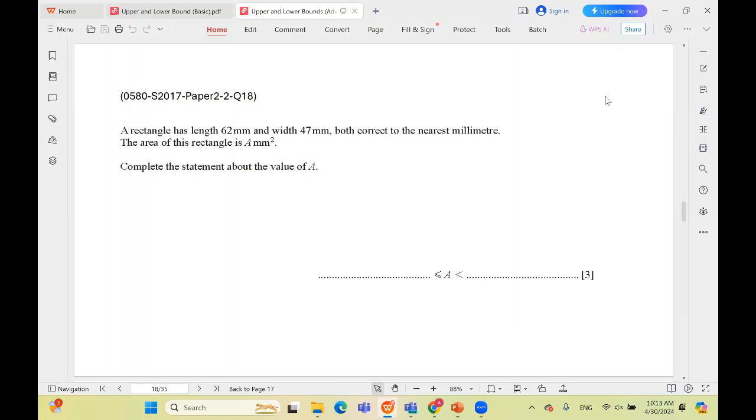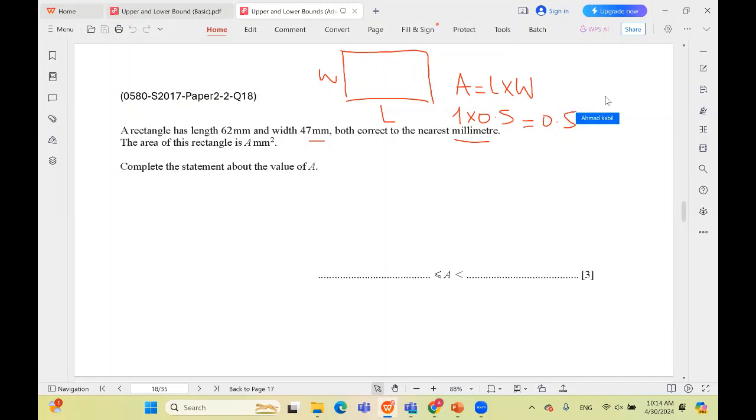We want the area of a rectangle, so you should know that for a rectangle, you have width and length. The area is L times W. So we're multiplying here L and W. The L is 62 and the width is 47, both correct to the nearest millimeter. So we have the same unit here and here, but we need to multiply, of course, by half. So 1 millimeter times half gives us half.